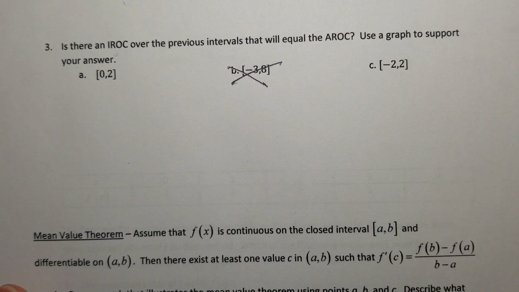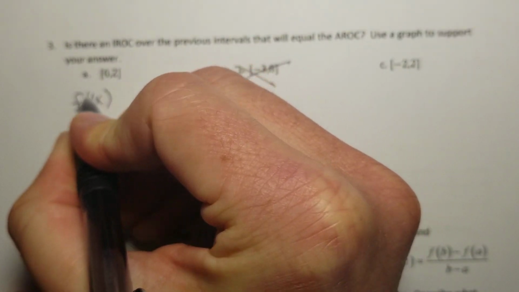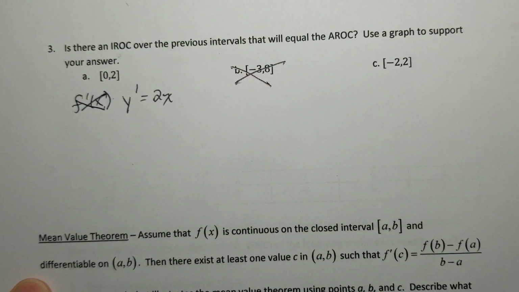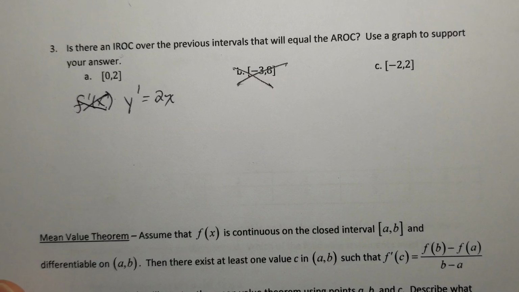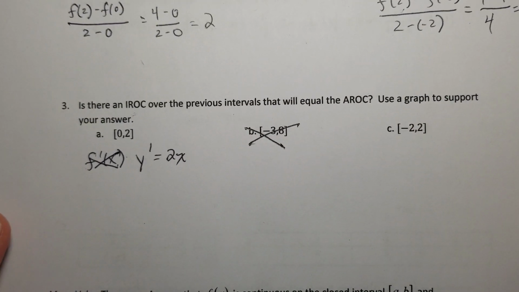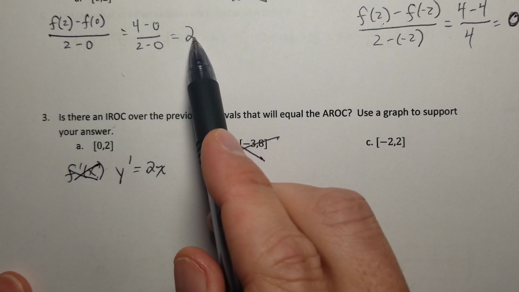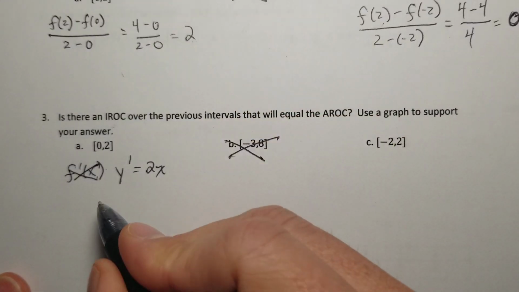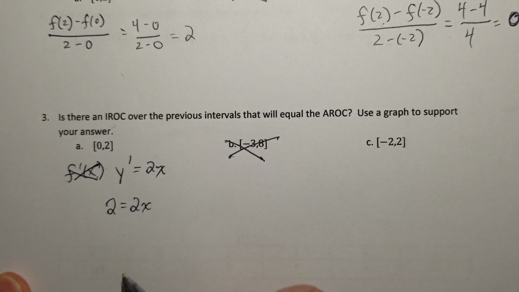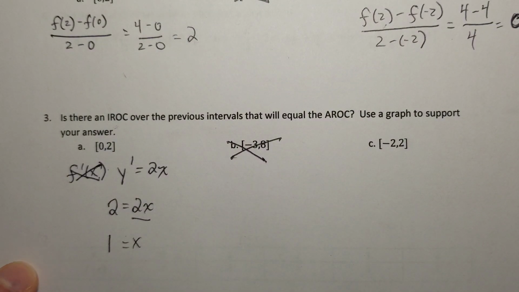Let's go ahead and do the instantaneous rate of change, right? Actually it's not f, we can call it y prime, is 2x. Now, if I want to know, is there an input for the instantaneous rate of change that's going to equal this output? So let's go ahead and say 2 equals 2x. And if we divide by 2, x will be 1.